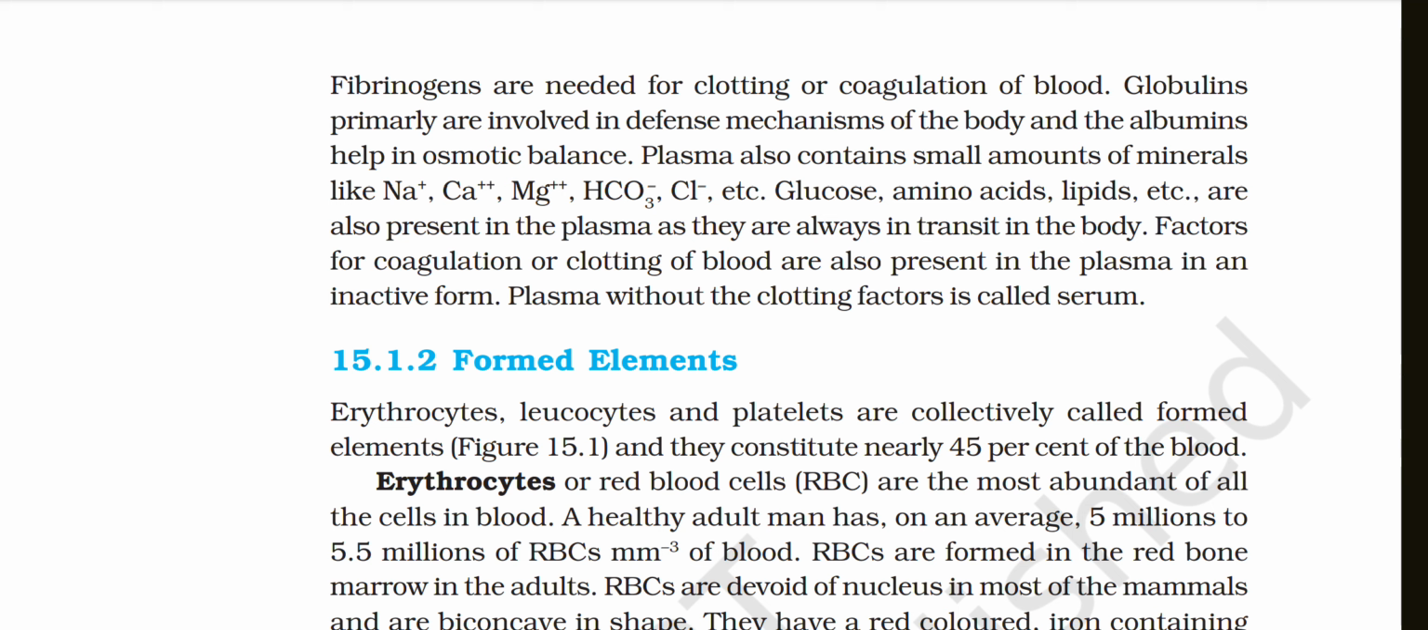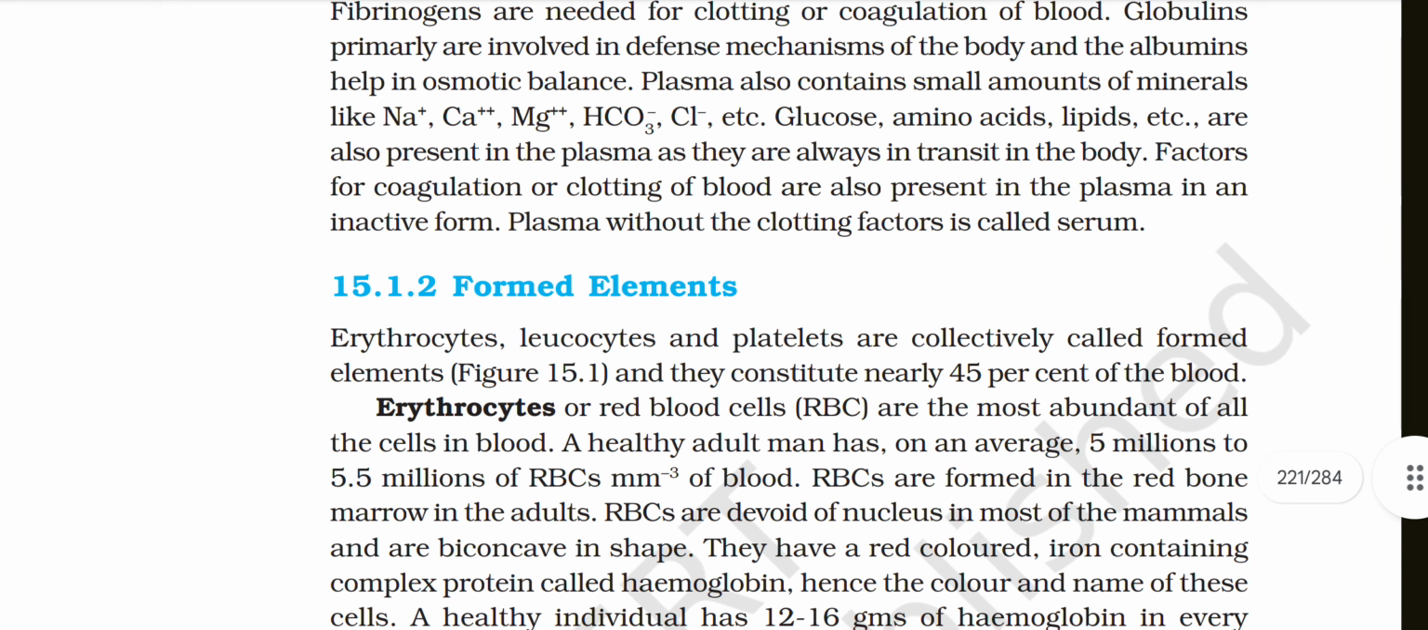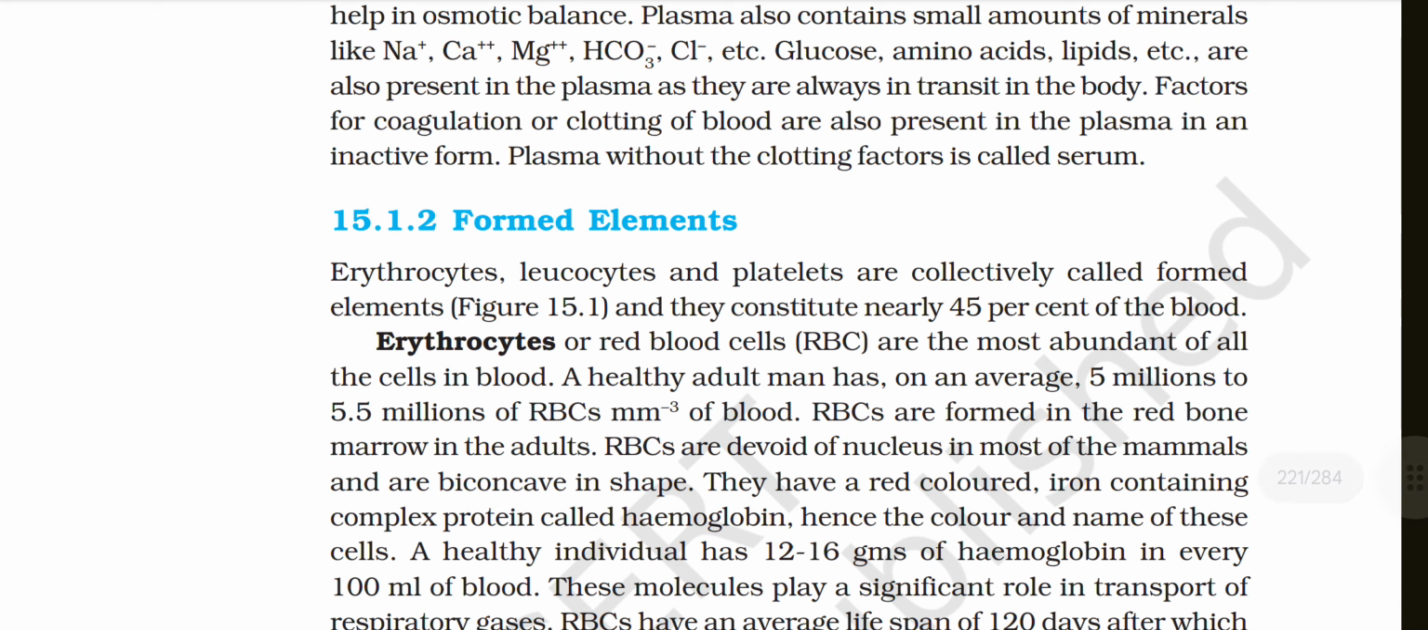Plasma also contains small amount of minerals like sodium, Na+, calcium, Ca2+, magnesium ion, Mg2+, bicarbonate ion, HCO3-, chloride ion, Cl-, etc. Glucose, amino acids, lipids, etc. are also present in the plasma, as they are always in transit in the body. Factors for coagulation or clotting of the blood are also present in the plasma in an inactive form. Plasma without clotting factors is called serum.